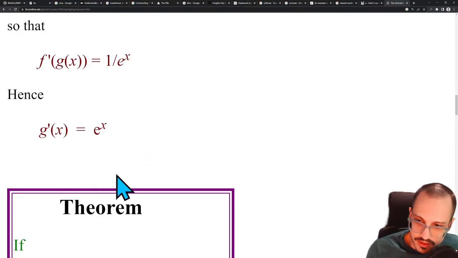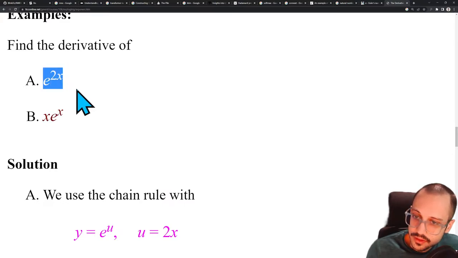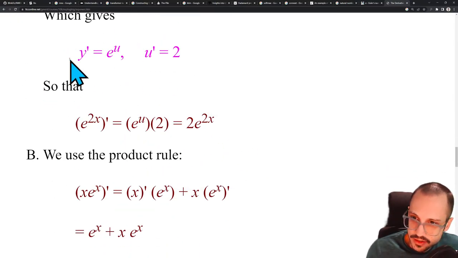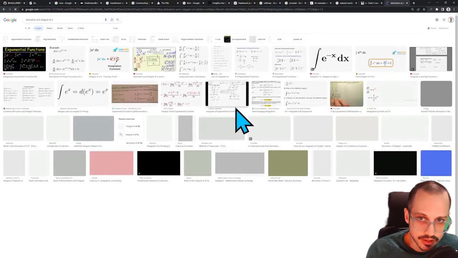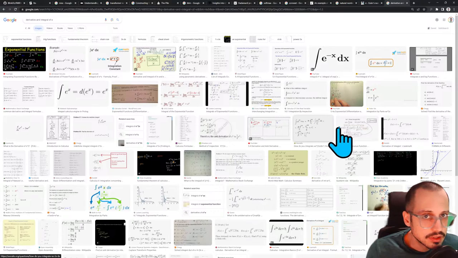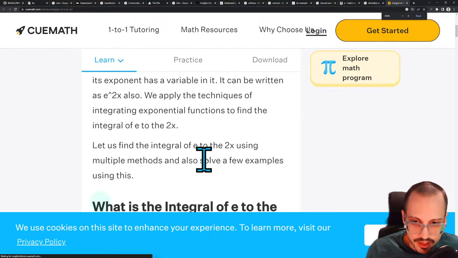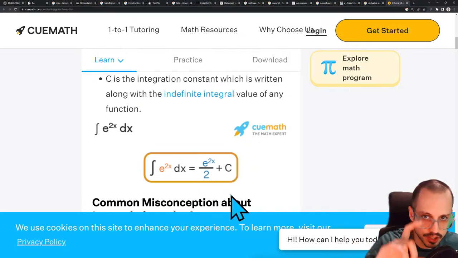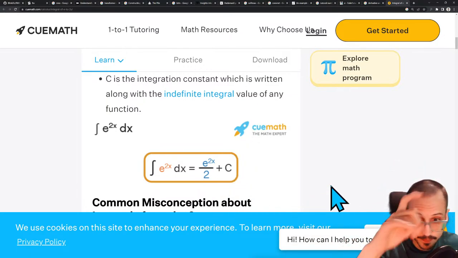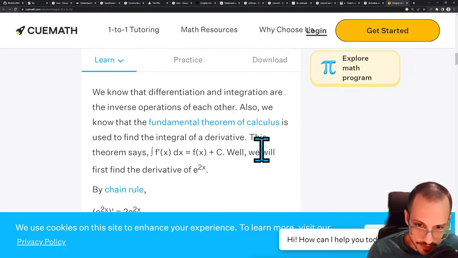E to the x and the derivative of that. Oh my god, this is garbage. Can I just get a picture? Here you go, look at that. So the integral of e to the 2x dx is e to the 2x over 2 plus c, which is the constant, because depending on where you put that on the axis, you're going to get a different area under the curve. But the integral and the derivatives of e are simple.